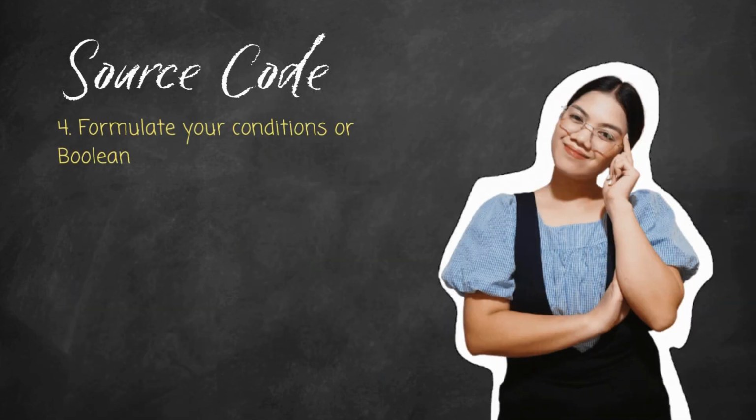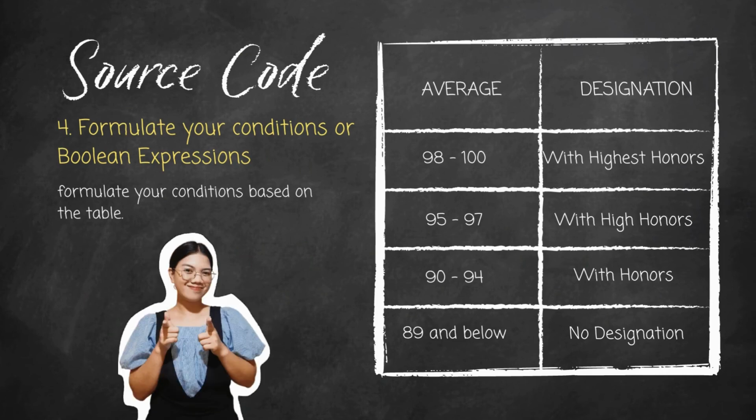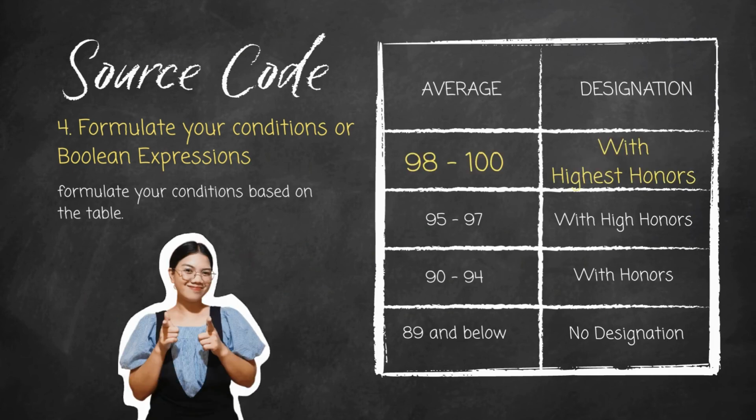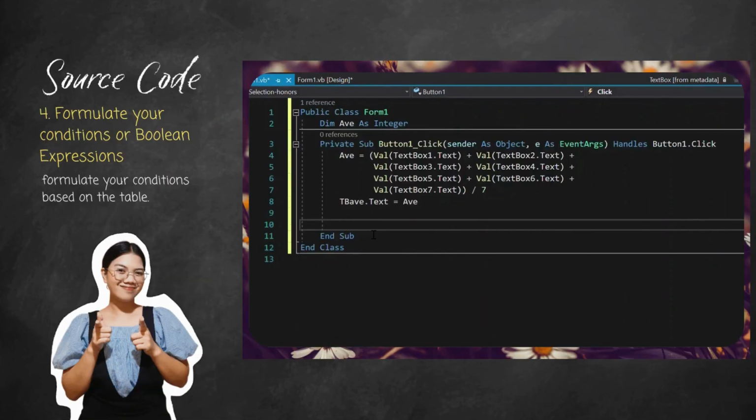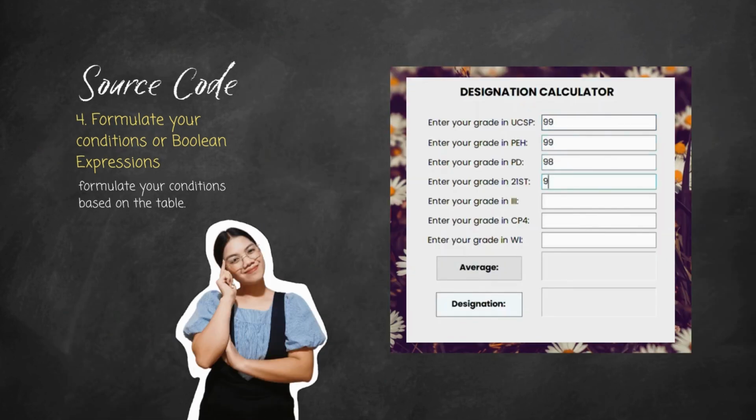Next step is to formulate your conditions or Boolean expressions based on their grades. Please refer to the given table. Using the table as the reference, we can say that those students whose average is greater than or equal to 98 are with highest honors. Therefore, our first condition will be if ave is greater than or equal to 98, then if the first condition is met, it will display with highest honors.